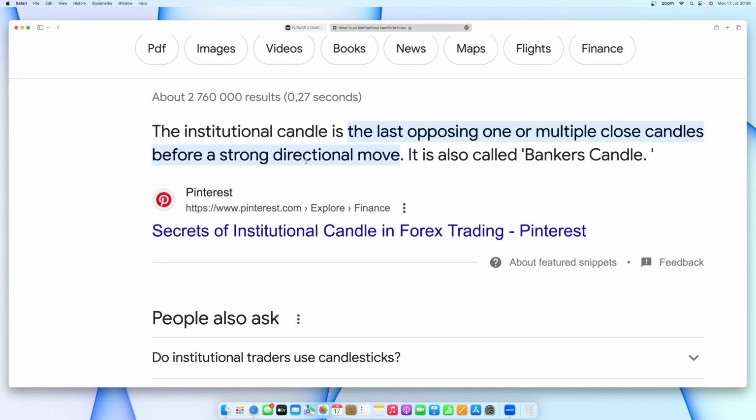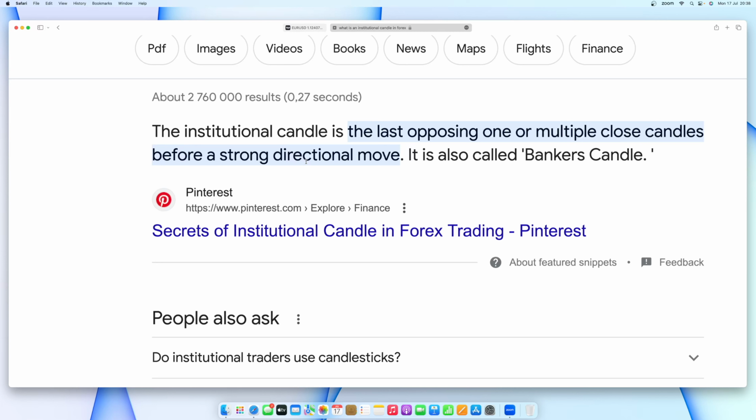So what this is saying is that there is an inverse relationship between the candle and the candle that is going to print next. If the candle that is printing is a bearish candle, then the next candle that's going to print is going to be a bullish candle. That is what this definition is trying to tell us. The institutional candle is the last opposing candle. Are you catching it now?